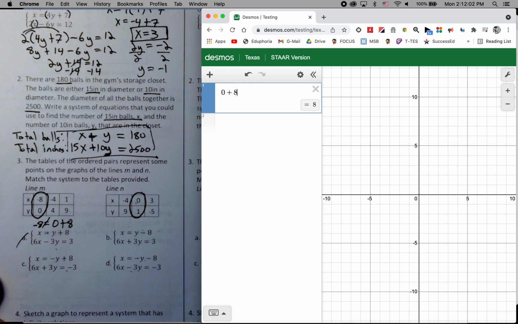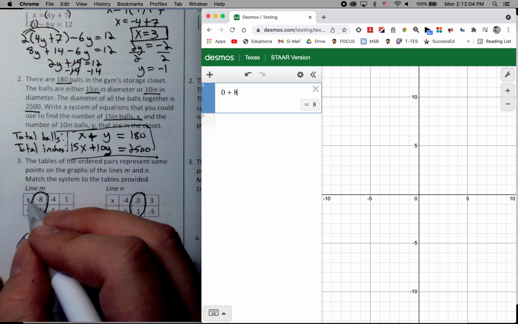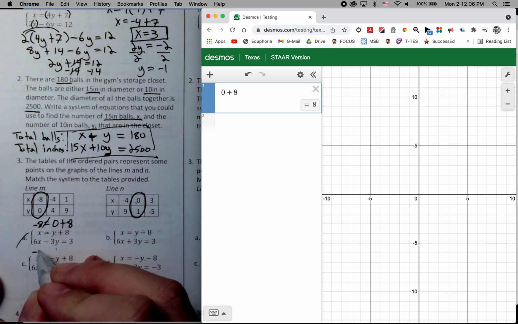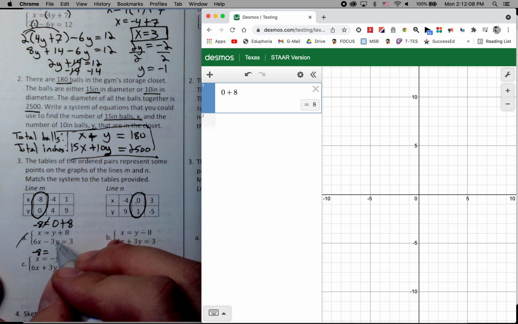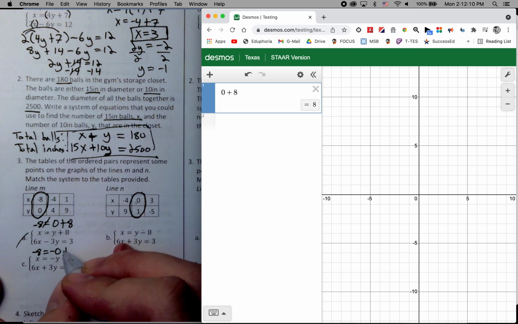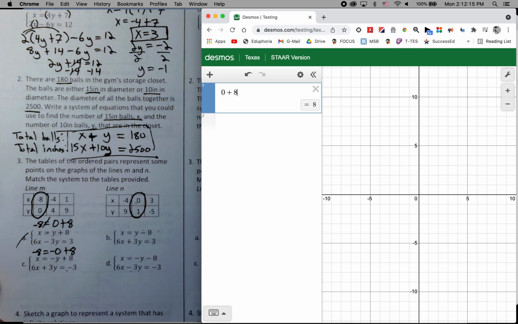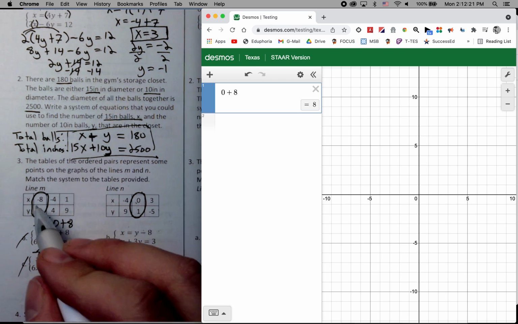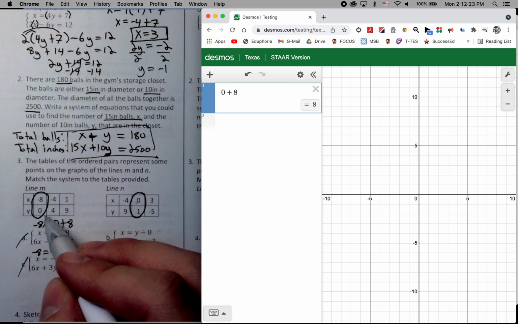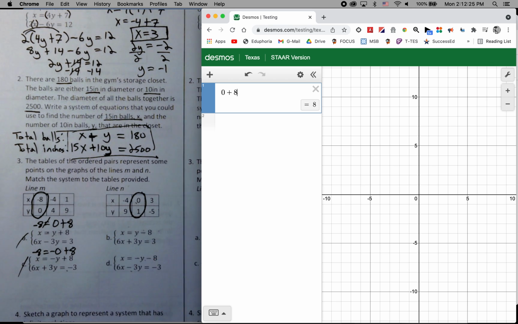I'll plug this in. Negative 8 equals negative 0 plus 8. Well, negative 0 is just 0. 0 plus 8 still does not work. 0 plus 8 still gives me 8. So that one's out. Notice how it just failed on this top one. I didn't even try the bottom equation. It doesn't matter because one of us already failed, so therefore it doesn't work.